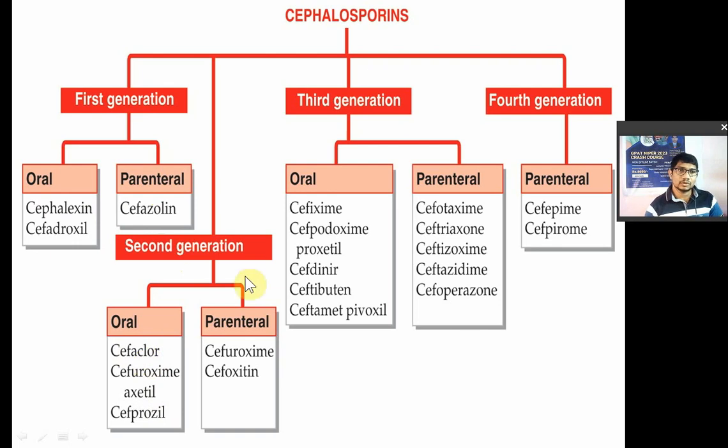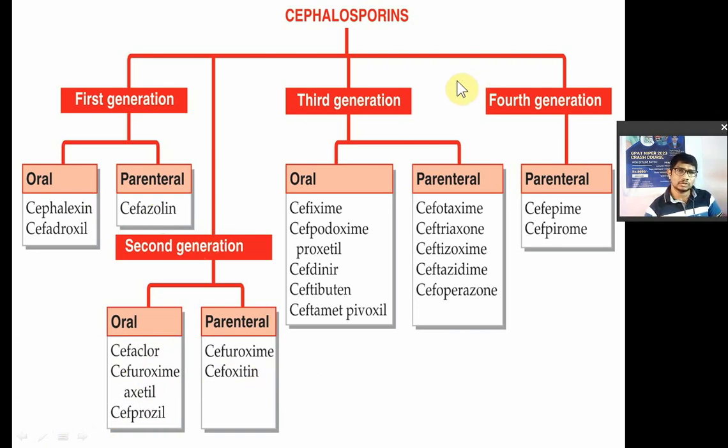नाउ सेकंड जनरेशन सेफलोस्पोरिन्स, तो इसमें क्या आएगा? सेफ्यूरोक्सिम, सेफोक्सिटिन, सेफाक्लोर, सेफोप्रोजिल, सेफोनिसिड, सेफोटेटन. So these are the second generation cephalosporin.